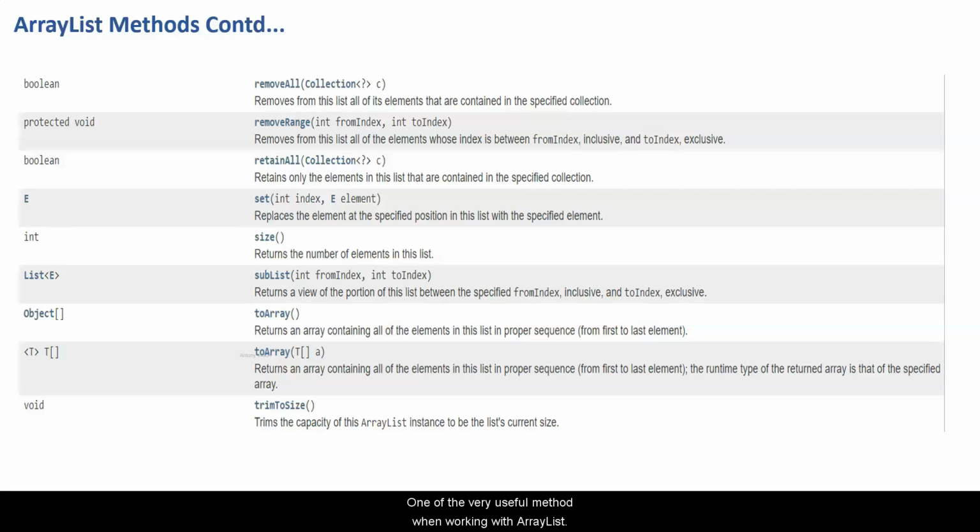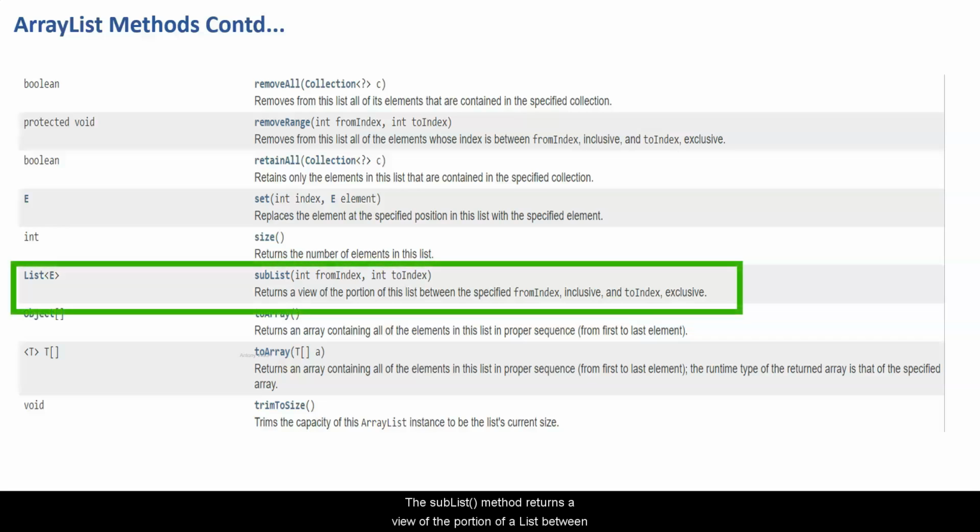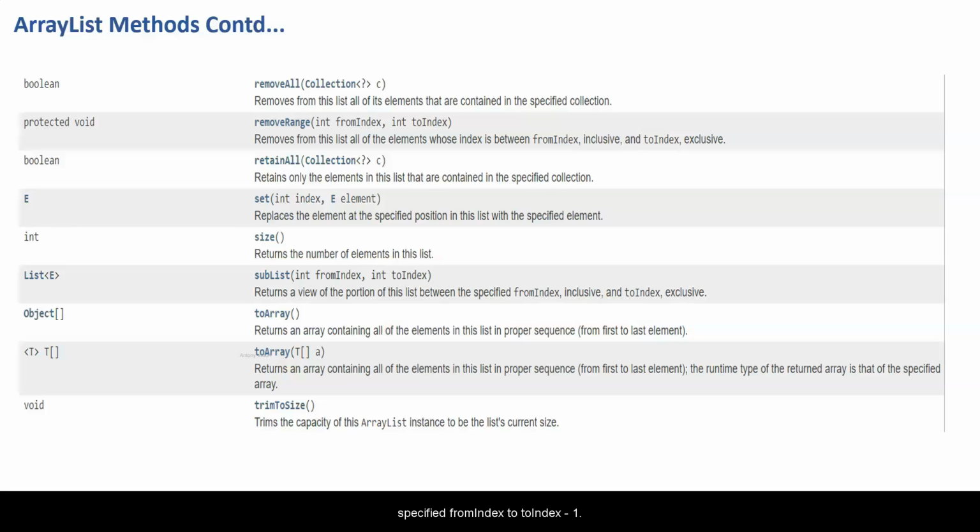One of the very useful methods when working with ArrayList. The size method returns the number of elements in the list. It is quite useful in many situations. The subList method returns a view of the portion of a list between the specified from index and to index minus 1. Using subList with the clear method replicates what the removeRange method does. SubList is mainly used to get a portion of a list.